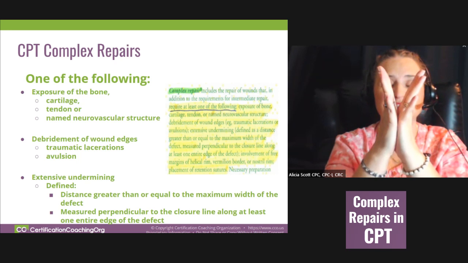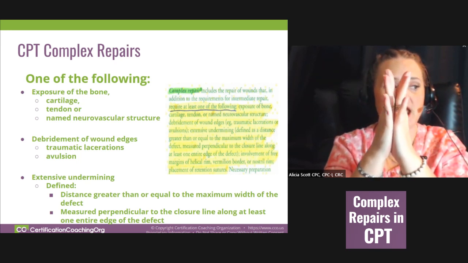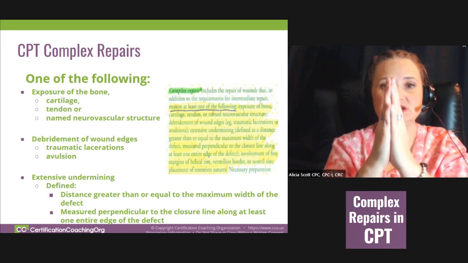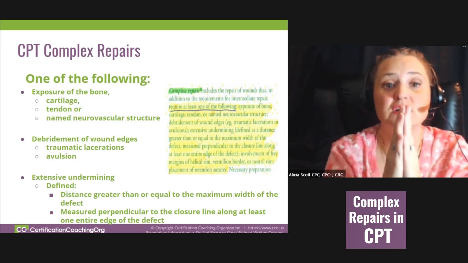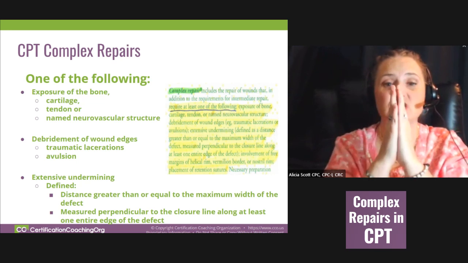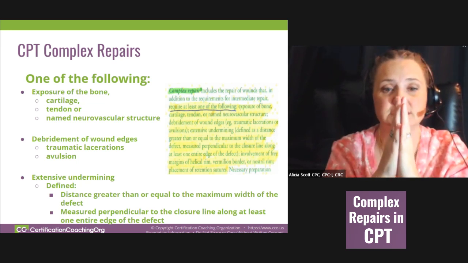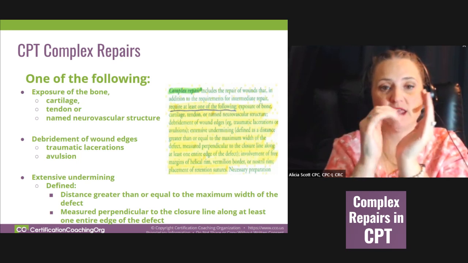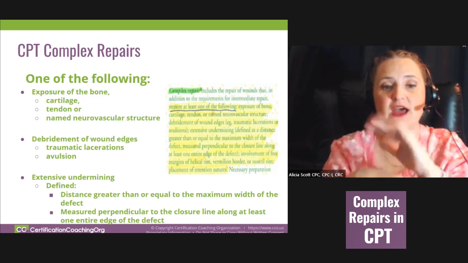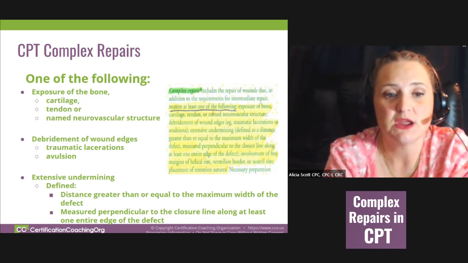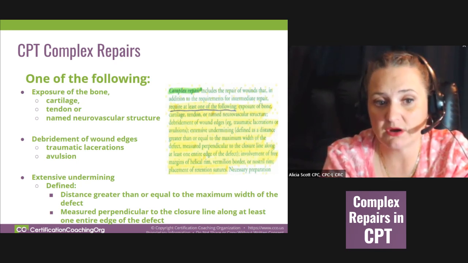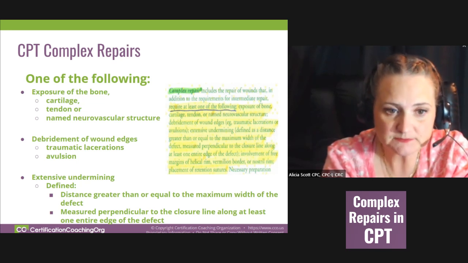So they'll close this section, and then they'll close that, and then they'll close this on the top, with different types of stitches, so that the tissue is all together. And when it's all together, it'll heal together. Otherwise, they've got to leave it open and let it heal from the inside out, and that involves packing and stuff like that. So again, exposure of bone, cartilage, tendon, etc.